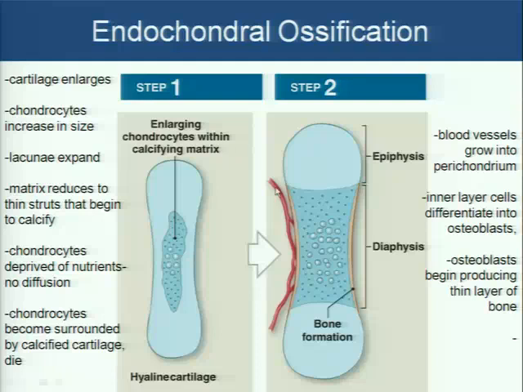In the second step, some blood vessels are going to come in. They're growing into, and be careful on this, the perichondrium. This is the layer that surrounds cartilage. What was it in bone? Periosteum. At this point, it's still the perichondrium because this is still cartilage. Those vessels start to infiltrate that. The inner layer of the perichondrium is going to start differentiating into osteoblasts, our bone builders. So they start producing this thin layer of bone.